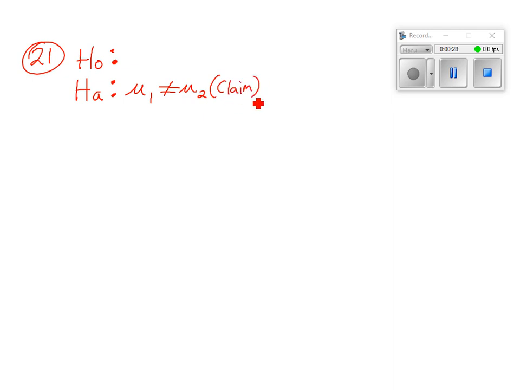What's our H0 then? Mu1 equals mu2. Everybody understand that much? That's the first thing you're gonna have to do on the test, getting 3 points there.